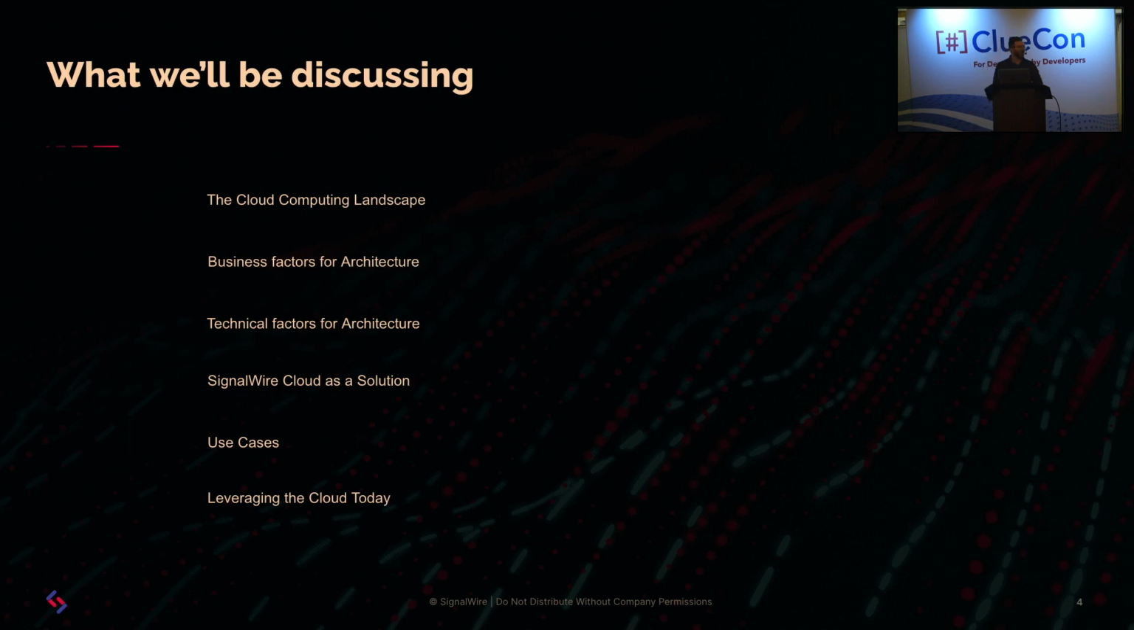So first, we'll be going over some of the cloud computing landscape, so where we're at, kind of the history of why we got to where we are, and how we can further implement those. When we talk a little bit more about the architecture of some of these applications, we'll split those off into two sections, one being the business factors, and the second being the technical factors of what is needed in order for an application to run. Next, we'll talk a little bit about SignalWire Cloud as a solution, kind of touching a little bit about FreeSWITCH, SignalWire Cloud, the relationship between those, and even touching a little bit about some use cases so we can do some storytelling, and then how we can leverage all of that into what you can build today.